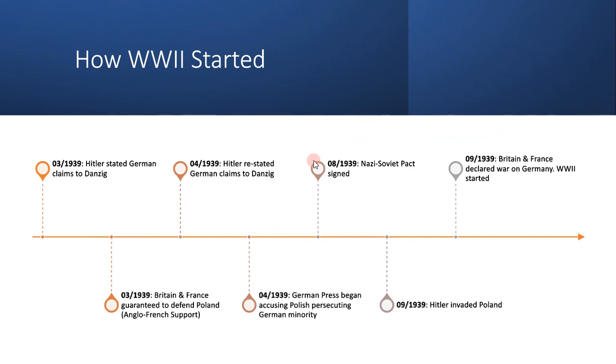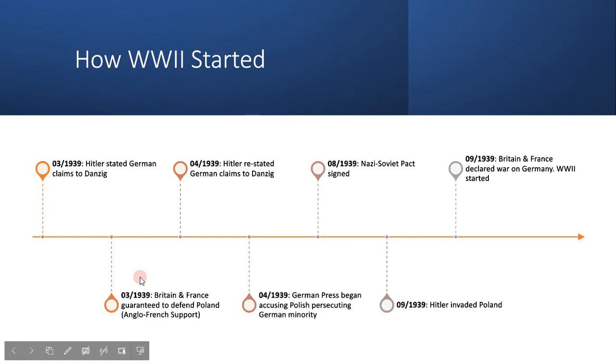So how World War II started. We go back all the way to March 1939, when Hitler tried to claim German states. Danzig was a German city, but it belonged to the Polish Corridor, which was separated off in the Treaty of Versailles and basically belonged to Poland now. Hitler wanted Danzig back, but Poland refused.